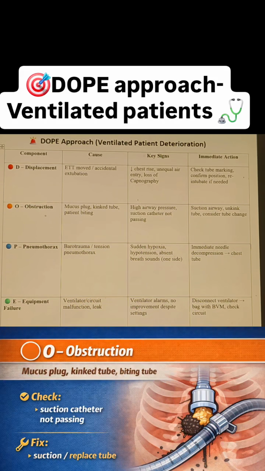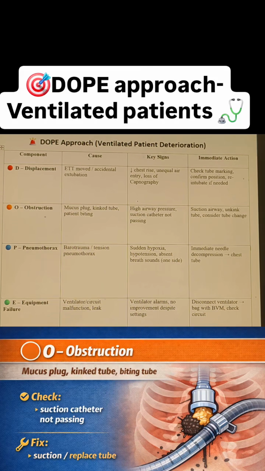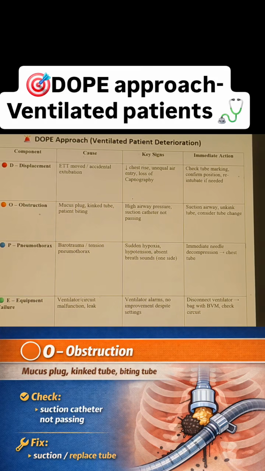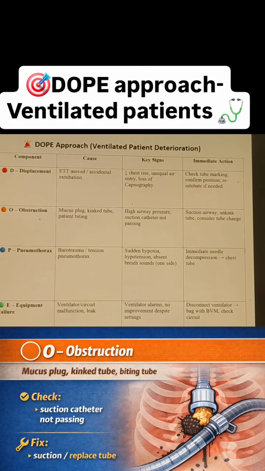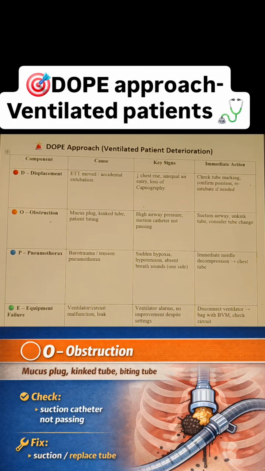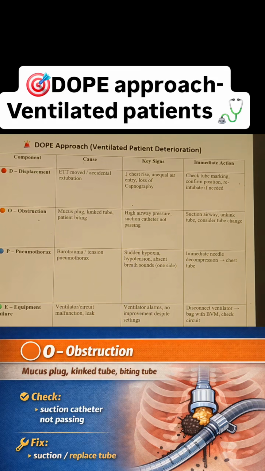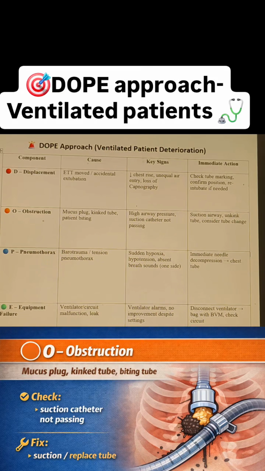Next is O for obstruction. Obstruction can happen due to a mucus plug, a kinked tube, or the patient biting. These can all lead to high airway pressure, and the suction catheter will not pass. So what we have to do is suction through the airway, unkink the tube, or consider changing the ET tube.